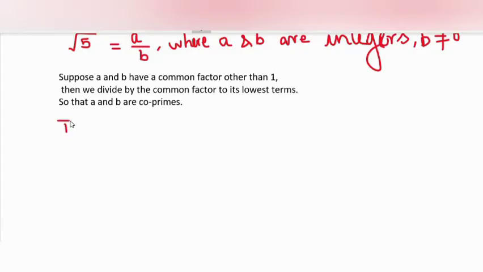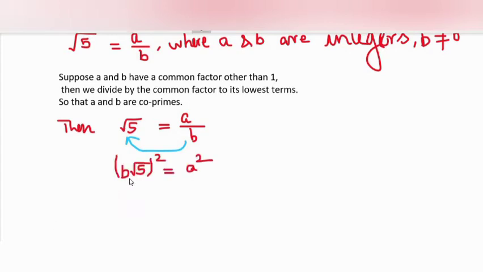Then we can write root 5 equal to a by b. Because we have considered root 5 as a rational number, we are writing root 5 equal to a by b, and we shift this b to the left side. The division becomes multiplication, and we square both sides. We get b root 5 whole square equal to a square. After squaring, the root gets removed. We get 5b square equal to a square.